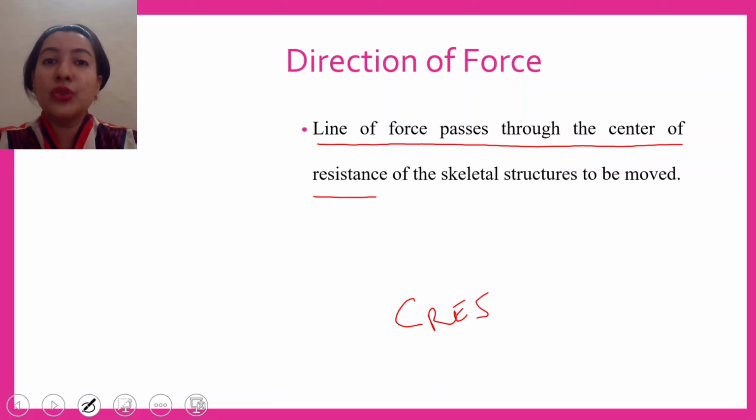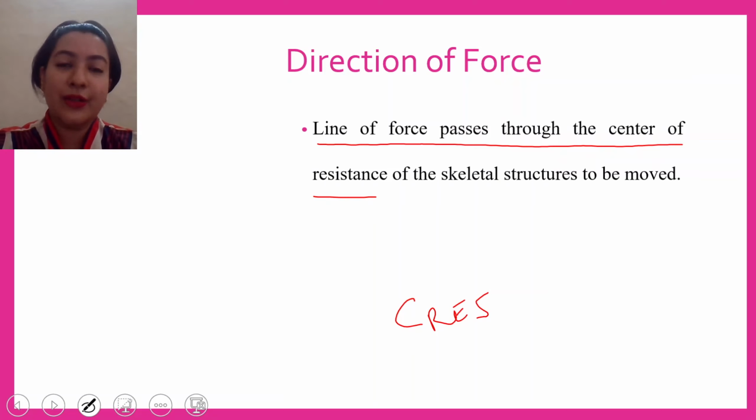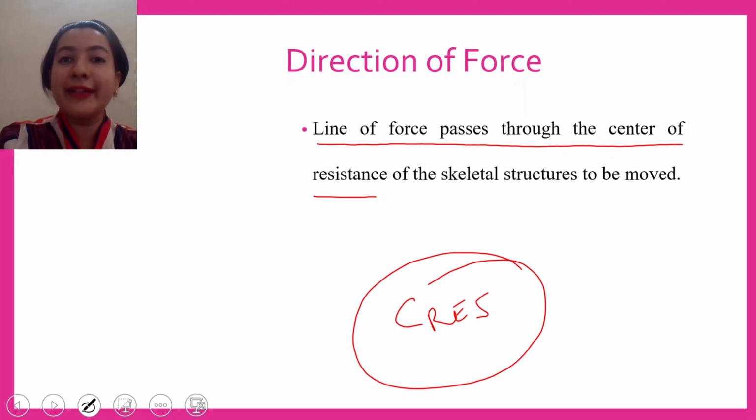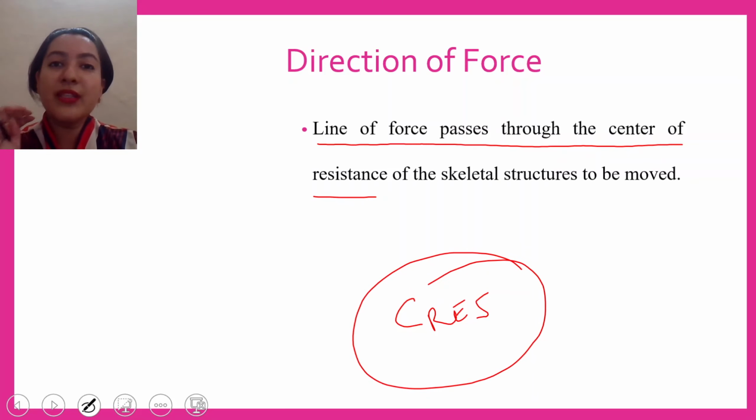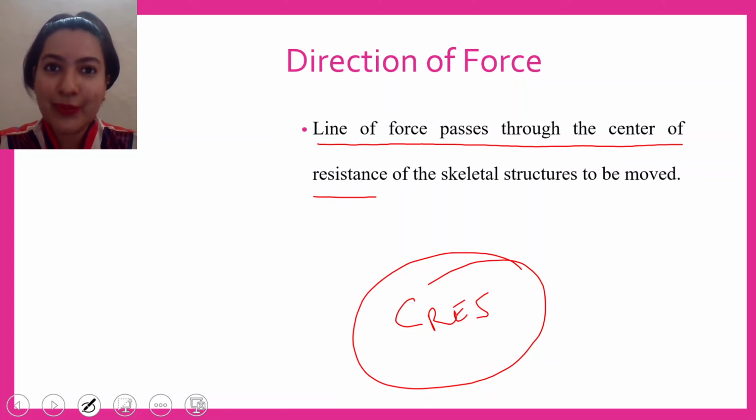Why? Because our tooth movement, our jaw movement, all the skeletal changes which we bring about rotate and revolve around the center of resistance. So whenever we start with the treatment, it is very important we identify or locate the center of resistance. For each and every tooth, the center of resistance is different. Okay, so we need to learn that, we need to understand that. Then there is center of resistance of the entire jaw itself. Okay, so direction of force, the line of force should pass through the center of resistance.